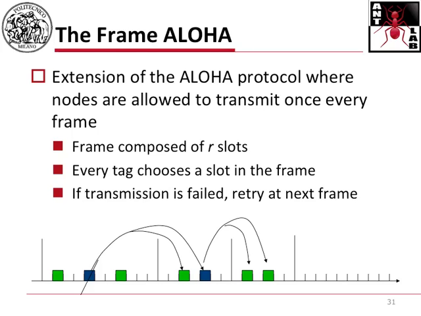Since there is more than one, there is a collision here, which means that in the next frame, the nodes which collided in this slot will have to do the same thing again. So they will have to choose another slot among all the slots of the frame.